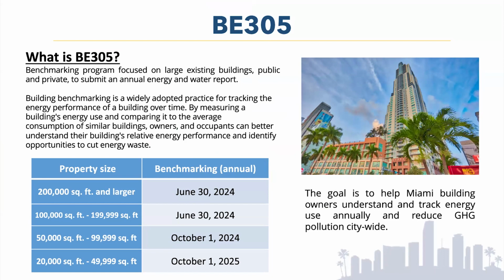So to cover a little bit about the time frames, everything from 100,000 square feet and larger is due next month, June 30th, 2024. If your building's between 50,000 and 99,000, then it's going to be due this year in October. And then next year, by October, it'll be anything between 20,000 and 49,000.